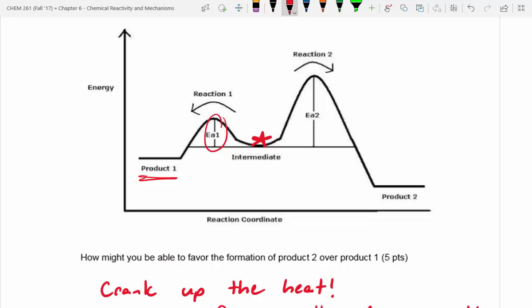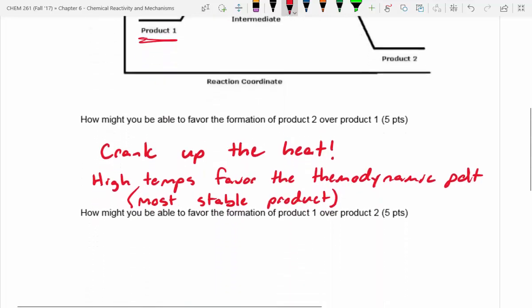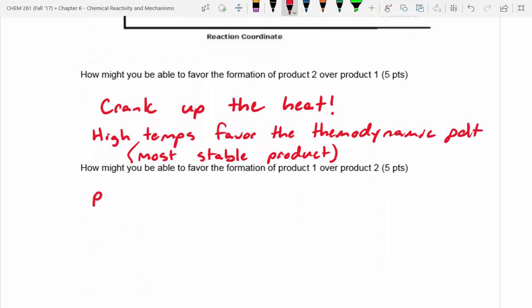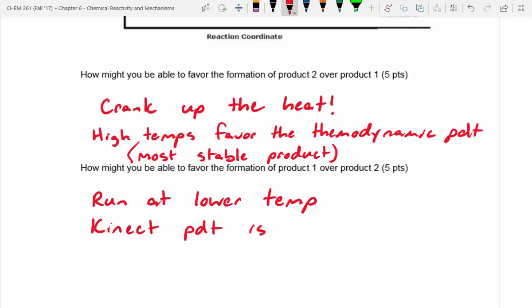So Cody was saying you have to add enough temperature so that you can get over that activation energy 1, but not so much that you can also get over activation energy 2. So for this reaction, for forming product 1, we actually want to run it at lower temperature. The kinetic product in this case is the product with the lowest activation energy.